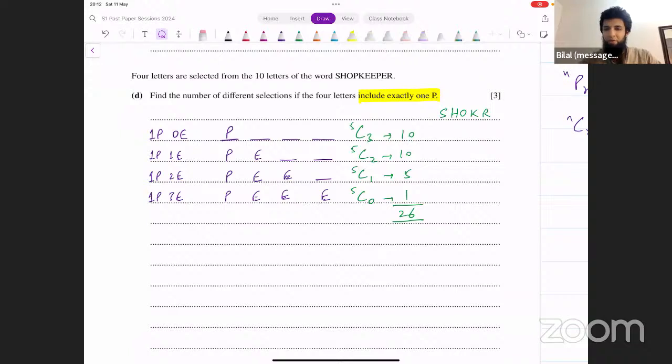Okay. Why are we separating E's as well? Well, because E's are also repeated. It's not that we would just make cases for the letter for which we have conditions. Whichever object or letter is repeated, we have to make cases for that.